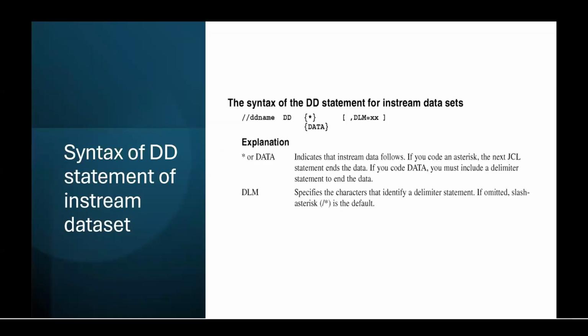Okay, so this is the syntax of the DD statement for an in-stream dataset. It is simple: // ddname DD, followed by either an asterisk or DATA, and you can also have a DLM parameter. So what are asterisk and DATA? They indicate that in-stream data follows. If you code an asterisk, the next JCL statement ends the data. If you code DATA, you must include a delimiter statement to end the data.